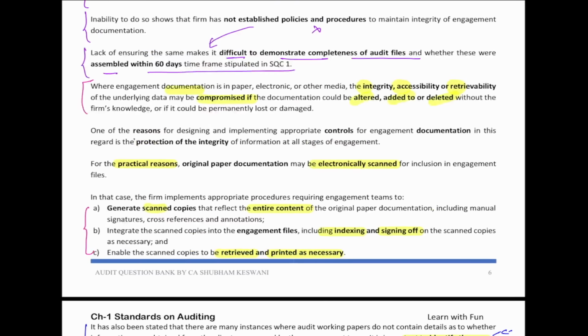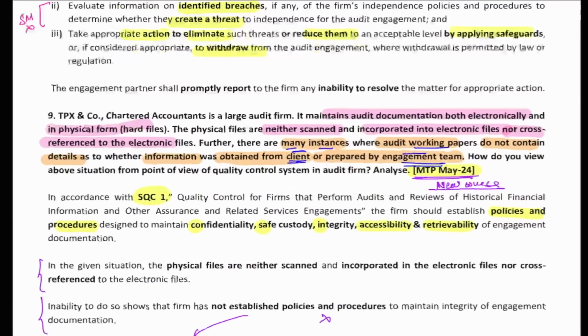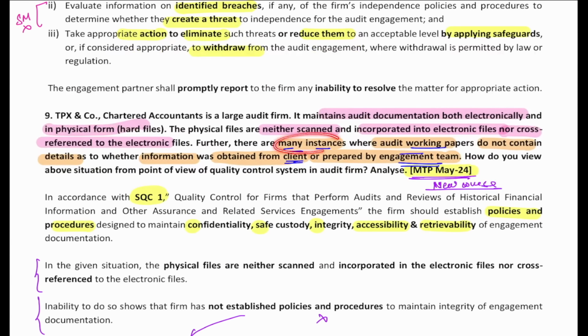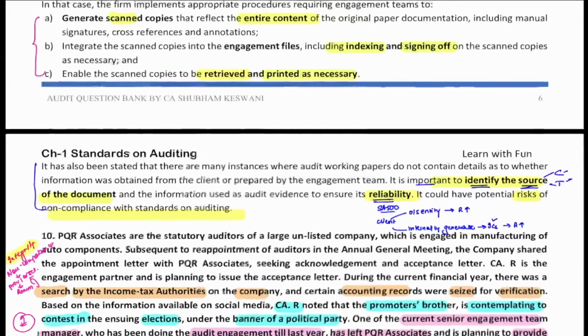Is the first part of the question clear to you? Yes, sir. We just need to go with the flow. Now comes the second part of the question. There were many instances when the work paper doesn't contain the information, whether it is the client's information or engagement team information. So you just need to write that the work paper should contain this information. So this is what they have written.